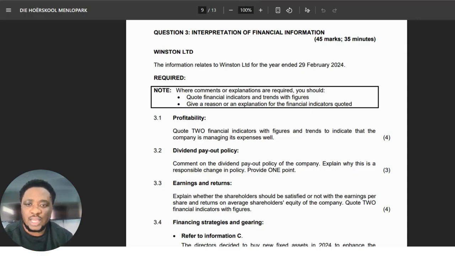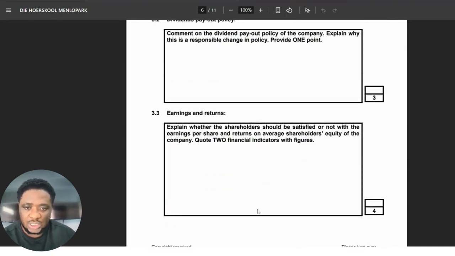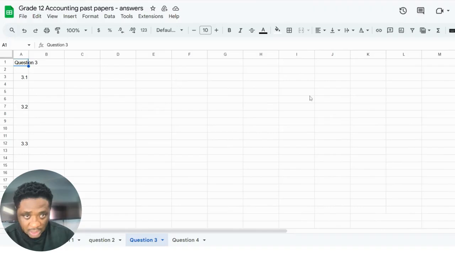So today we are continuing with the 2024 November past paper, and we're looking at question three, the interpretation of financial information. We've got our answer book here, which we won't necessarily be using, but I will be writing my answers in the sheet here. So I've got my 3.1 and all of those things. Let's get into it without wasting any more time.